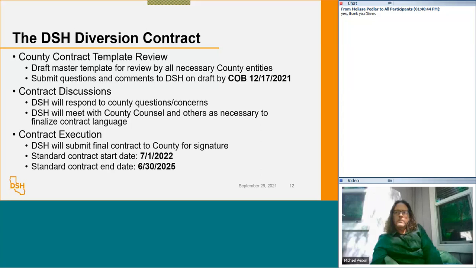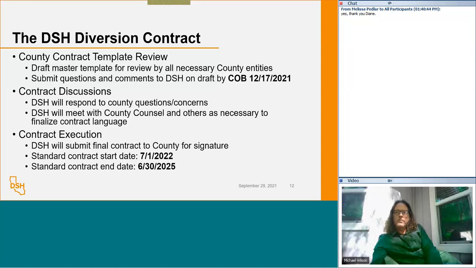However, to help expedite our contracting process and run contract review in parallel with program development, we are asking that your team share the template with any of your county stakeholders who will need to review and approve the contract language in the contract itself with us. And so they can submit any questions or concerns or comments they have about that language to DSH when you are submitting your program plan to us.